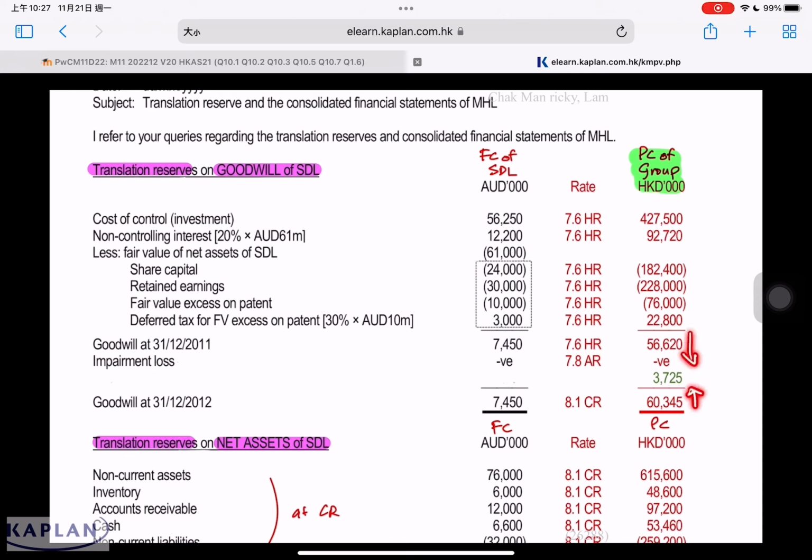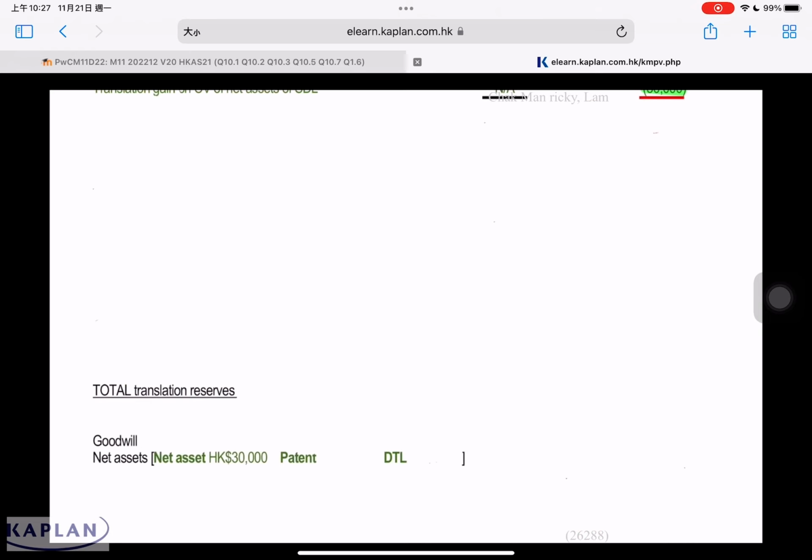This 3725 represents a translation gain. Assets value is higher, so it represents a gain. This translation gain should be recognized in OCI, but bear in mind, if there's any impairment loss, the impairment loss must be recognized in P&L. This is the figure that we need, 3725. The translation difference on goodwill is 3725.